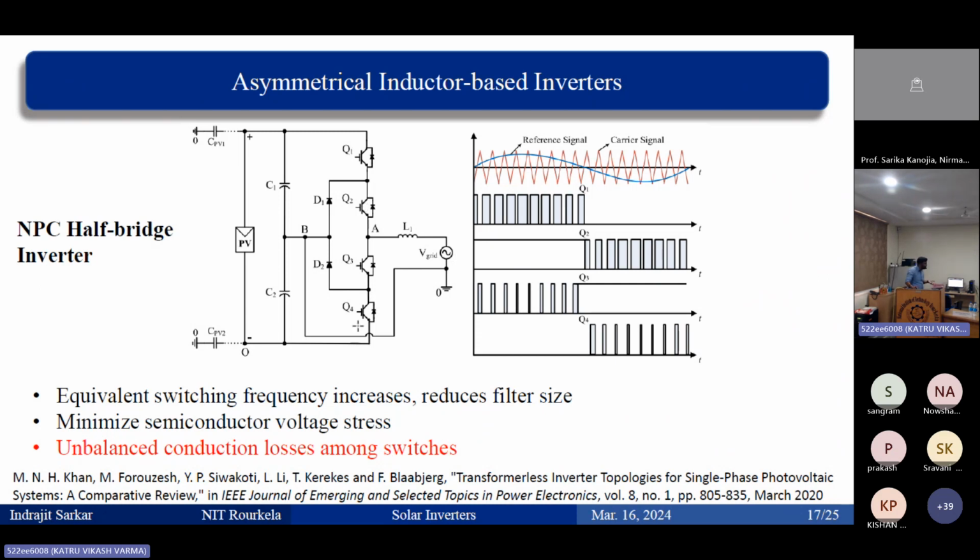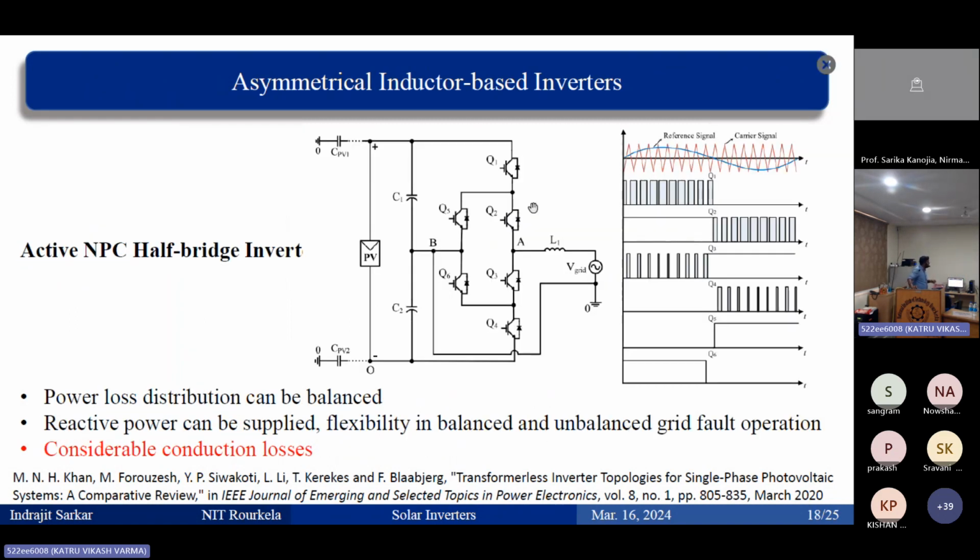Different switches are going to operate at different switching frequency, and that is why. So you can see here, one switch is off during this period. This switch is on during this. This switch is on during this period, off during this period, and on. So there is a difference in conduction losses. Similarly, difference in conduction losses. I said at the beginning that when there is a difference in losses, the heat sink design is different. Heat sink size becomes unequal. Then we have active NPC.